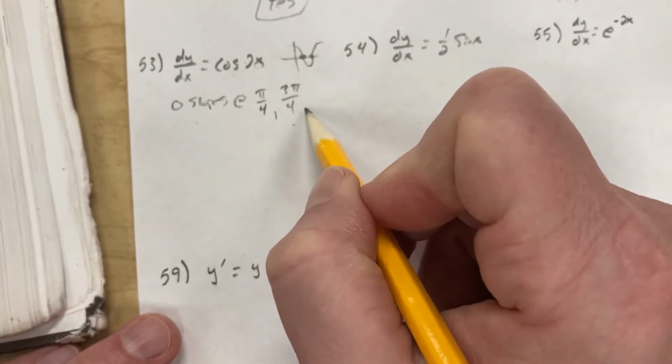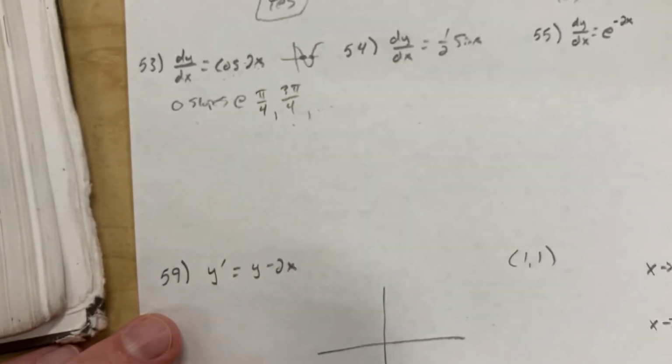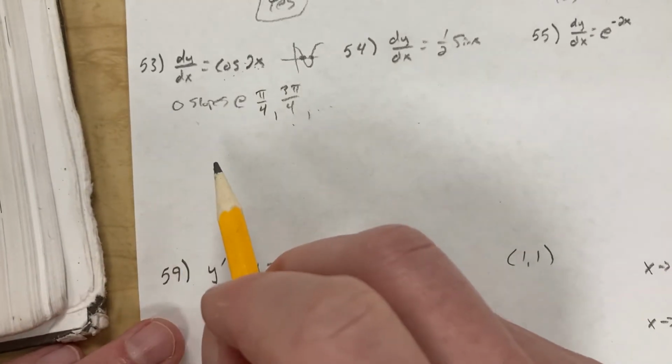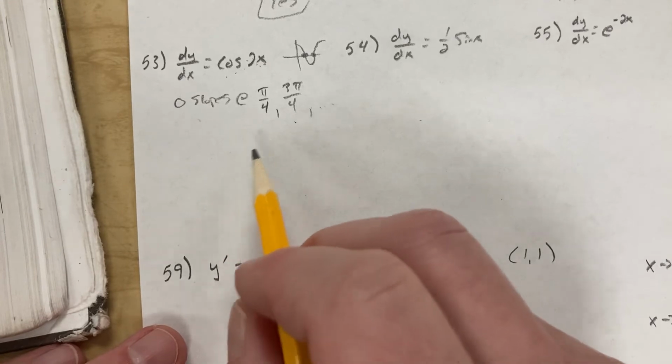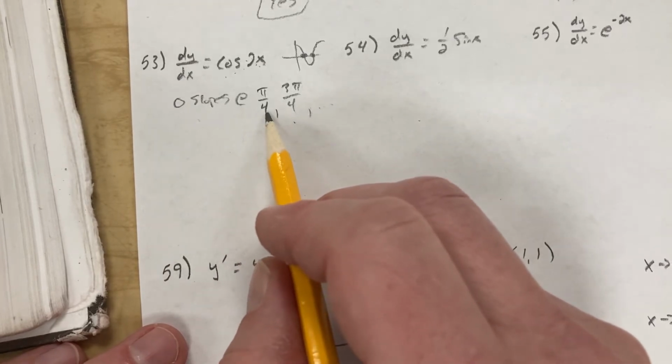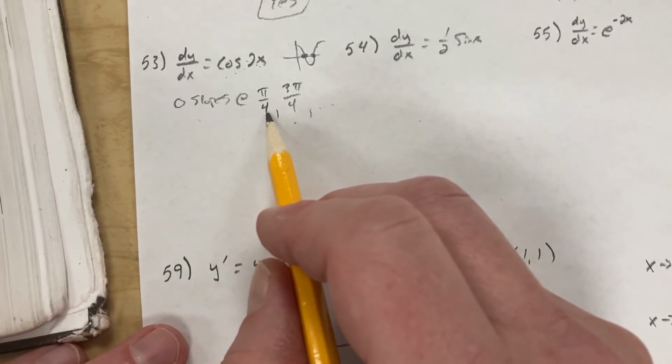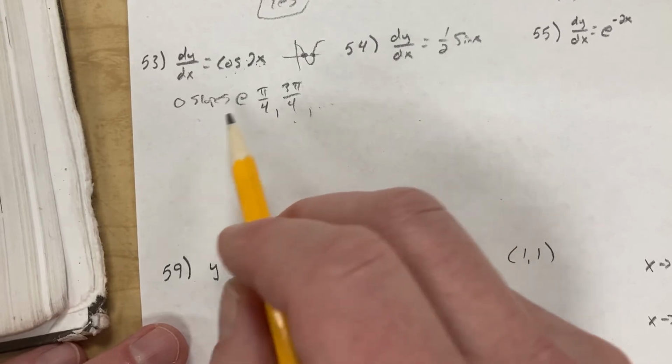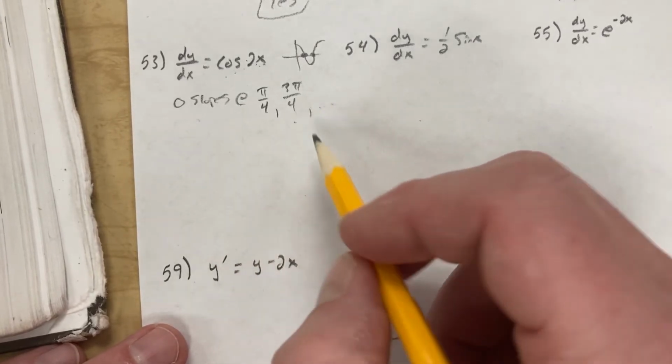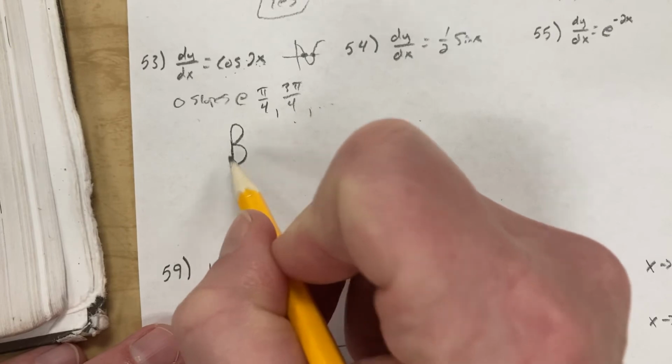Okay, and then we could keep doing that if we wanted. And now I'm going to look at my options and say, okay, when I'm at pi over 4, at about 0.75, which one of these gives me 0 around here, and that looked like option B.